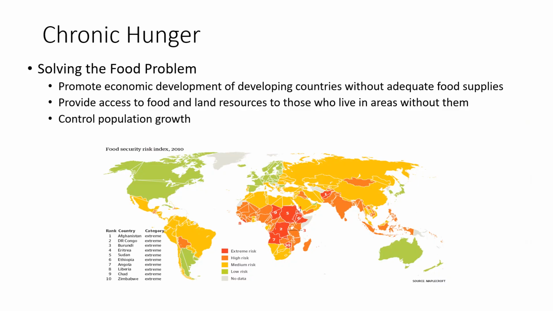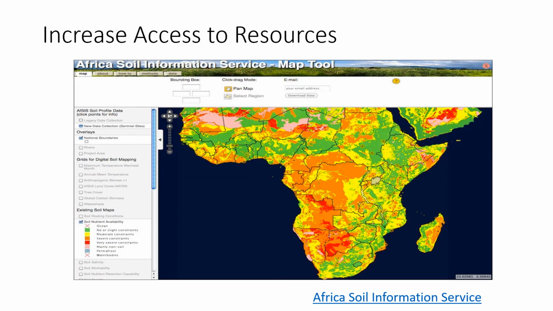So how do we solve this problem of chronic hunger around the world? Well, we can promote economic development of developing countries without adequate food supplies. We can provide access to food and land resources to those who live in areas without them. If you look at Africa here, there are technological ways that we can help the people who live there, to show them where would be a better place to grow their food by looking at quality of soil. Obviously the areas in red are not going to be good places to grow your food. So we could show this map to people and say, don't grow your food here, grow your food in those green areas.